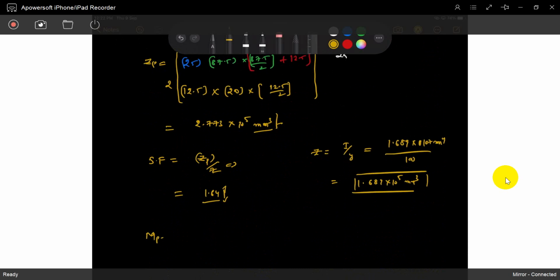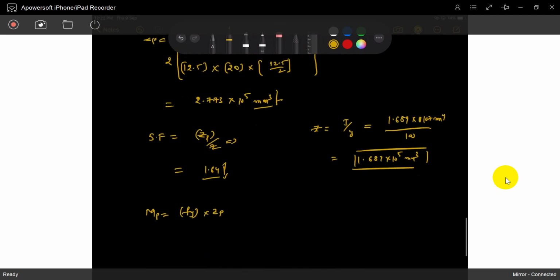So what is MP? MP is Fy into Zp. Fy is 250, Zp is 2.773 into 10 power 5. That value is 69.325 kilonewton meter. See, kilonewton meter. That's it. That is the plastic section.